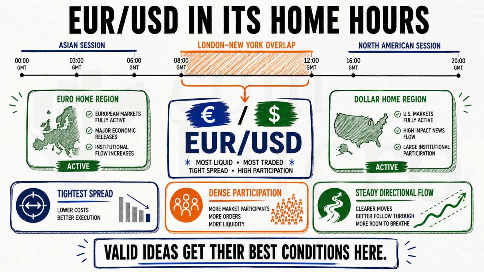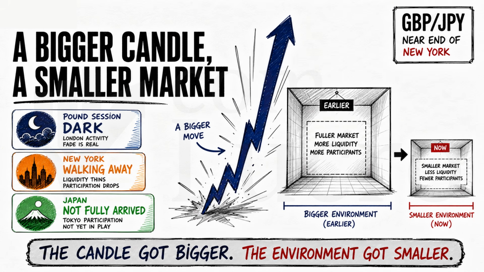That does not mean you must trade it. It means valid ideas have room to breathe. Now compare GBP/JPY at the end of New York, just before Asia properly begins. It can flash dramatic movement, especially if an order hits a thin patch. But the pound's home session is finished, New York is leaving, and Japan has not fully taken over. That is not the same kind of energy.